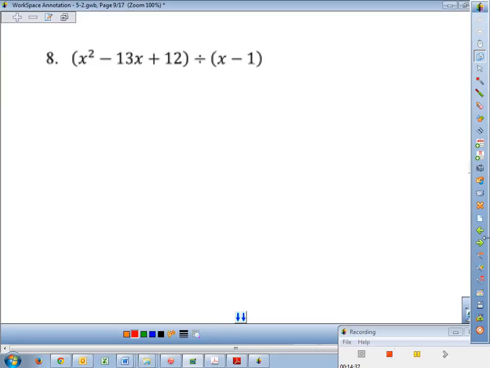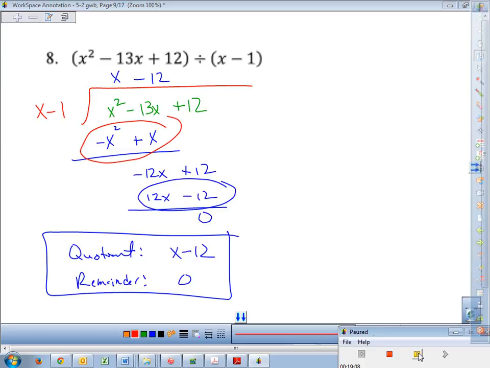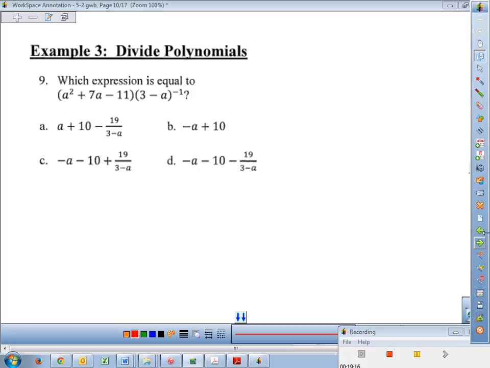Pause the video, get that done. You and your pal see what we can get done. We should have got a remainder of 0 in that situation. Our quotient turned out to be x minus 12. Next one, multiple choice. But there's a real trick about this one.